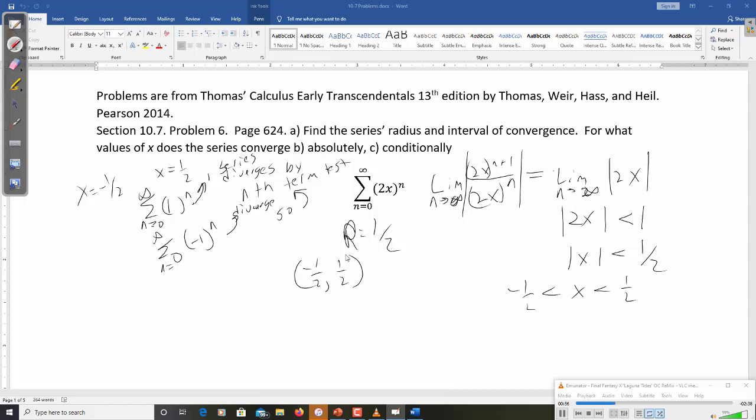And B and C are both the same in this case, so absolute convergence certainly is going to imply conditional convergence, but you might have conditional convergence at the endpoints as well. In this case, we did not. Let's go to the next problem.